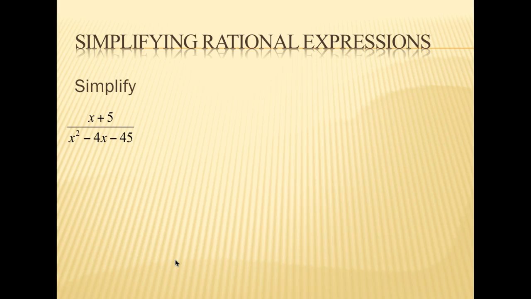Please pause the video and try to simplify this expression. I will give you a hint. Factor your denominator first. Okay, so in factoring our denominator, if we did product sum, what can we multiply together to get negative 45 and add together to get negative 4? Well, that would be negative 9 and positive 5. So x minus 9, x plus 5. And then my x plus 5 in my numerator and my x plus 5 in my denominator reduced to 1. And I'm left with 1 over x minus 9.